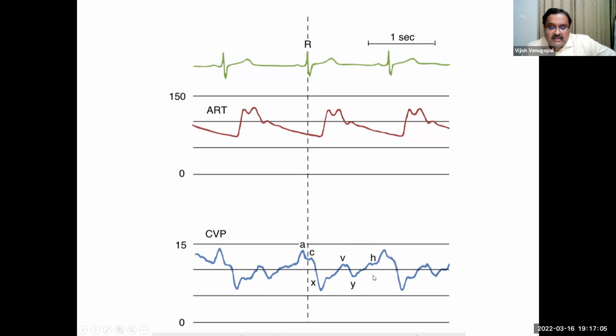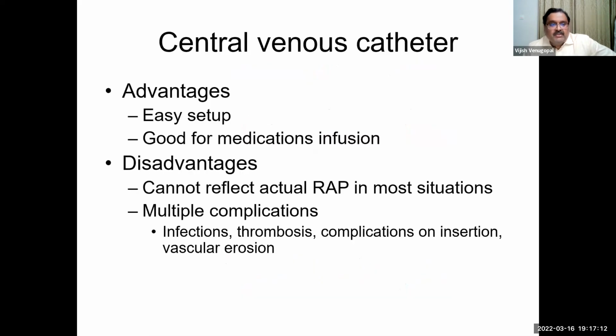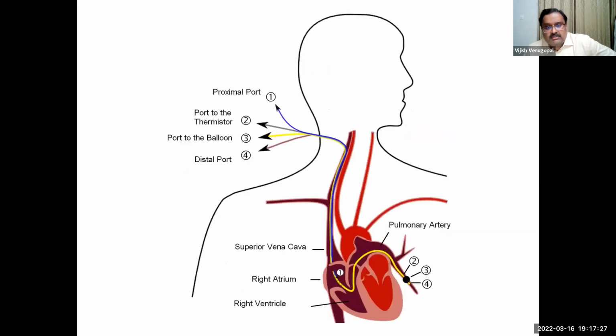Now, occasionally you can see an H wave. This is seen when patients have bradycardia with a higher CVP. So central venous catheter, the advantages are easy to set up, and it's good for giving vasoactive medications. The disadvantages are it mostly does not reflect the actual RAP in most situations, and there are multiple complications like infections, thrombosis, and vascular erosions.